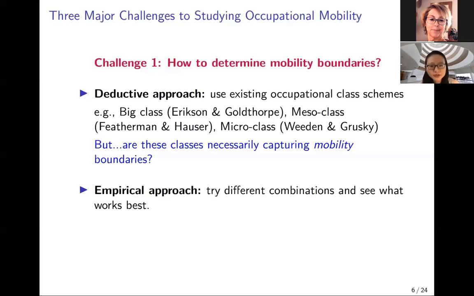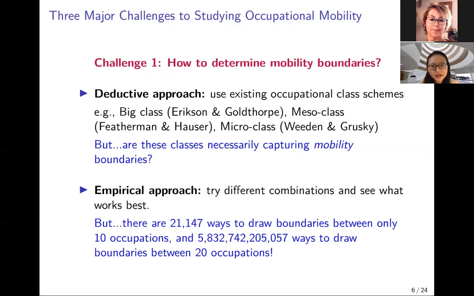Of course, there are empirical approaches too. What if we try different types of partition? When I say partition, it's the equivalent of aggregation. We partition the system in different ways, and we see which one does better depending on whatever criteria we impose. Actually, Ronald Breiger and Leo Goodman in the 1980s had several papers formally laying out the theoretical and mathematical foundations of how to judge which type of partitioning is better. So that's doable, of course. However, I want to remind you that with only 10 occupations, there are 21,000 ways to combine these occupations.